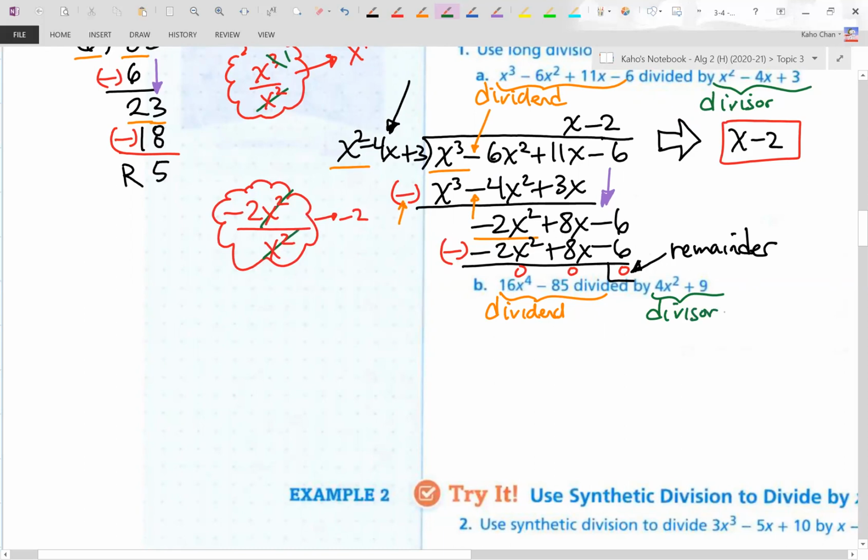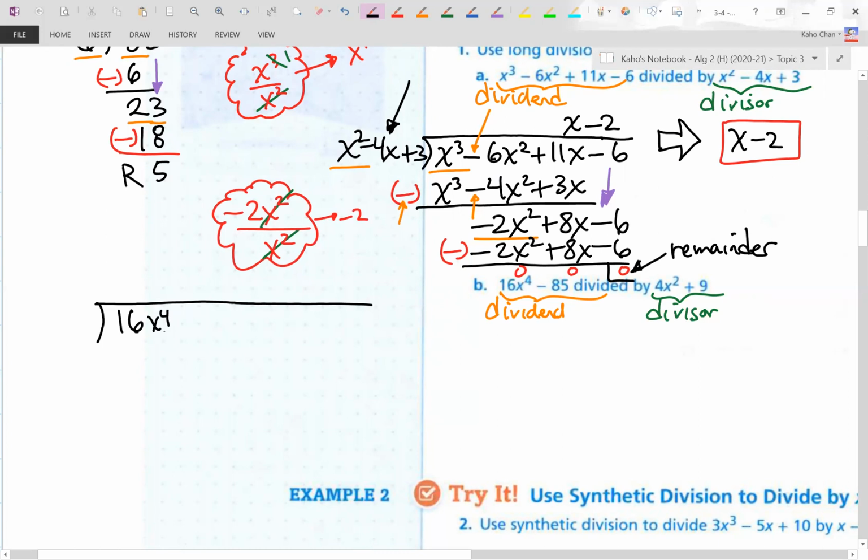We have a situation where our dividend is missing a lot of powers. We have x to the 4th, but we are missing x to the 3rd, x to the 2nd, x to the 1st. And the reason why I say we're missing, because when we're doing long division, I'm going to need a lot of room here off to the side. Okay, we're going to need placeholders for all those powers.